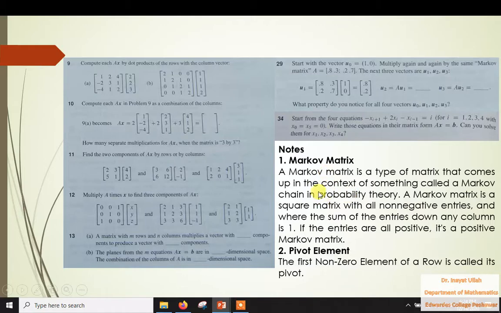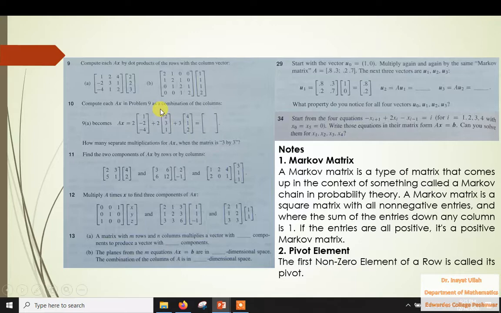So this Markov matrix is used here. And secondly, what is a pivot element? The first non-zero element of a row is called its pivot. If you look at the first non-zero element of a row, that first non-zero element is called the pivot of that row.